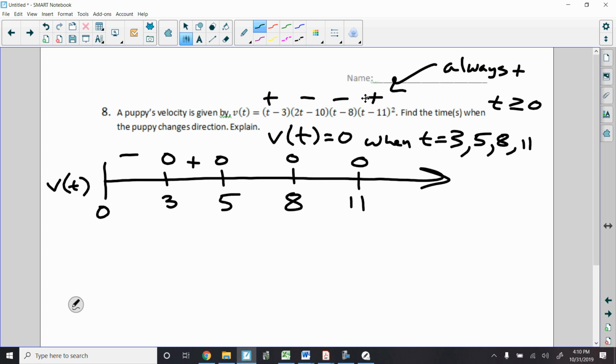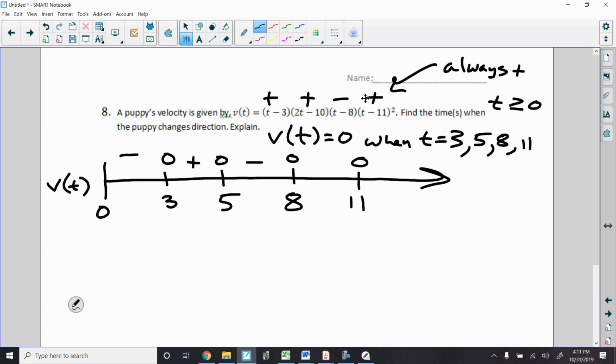I'm going to choose 6. 6 minus 3 is positive still. 2 times 6 minus 10, now that one changed to positive. 6 minus 8 is still negative. 6 minus 11 squared is always positive. And I have an odd number of negative signs now, so my overall sign is negative.